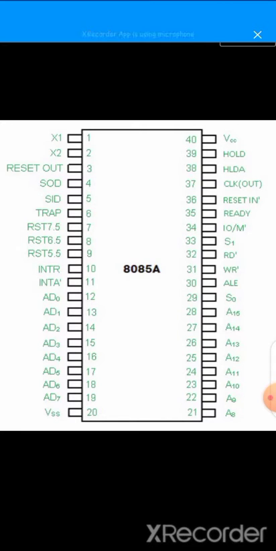So whenever we get a positive value, the address is going on that line, and whenever we get a negative value, then data is traveling on that line.